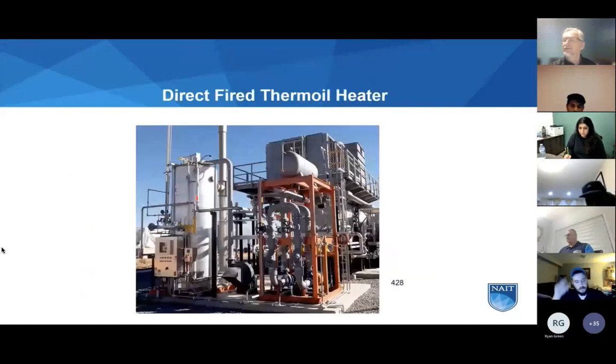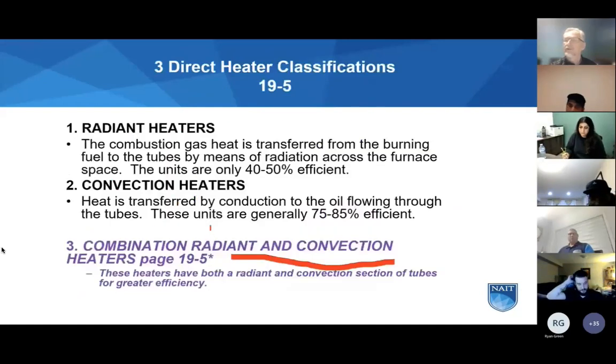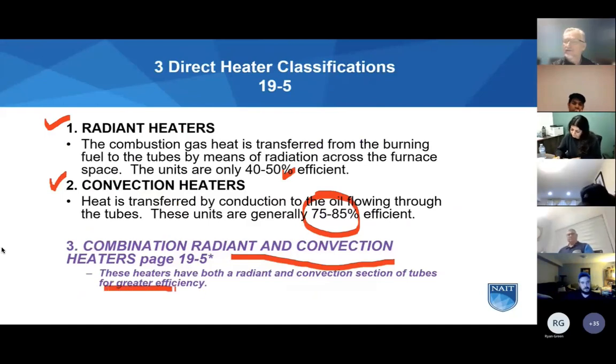Trying to go backwards here. So the radiant heaters around the burners are only 40 to 50% efficient. So we add another oil pass or coil called the convection heaters to increase the efficiency. More heat transfer, efficiency is greater. So this combination of radiant and convection is designed for greater efficiency.